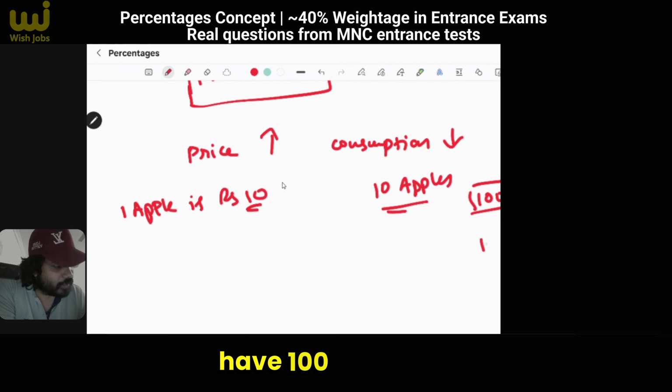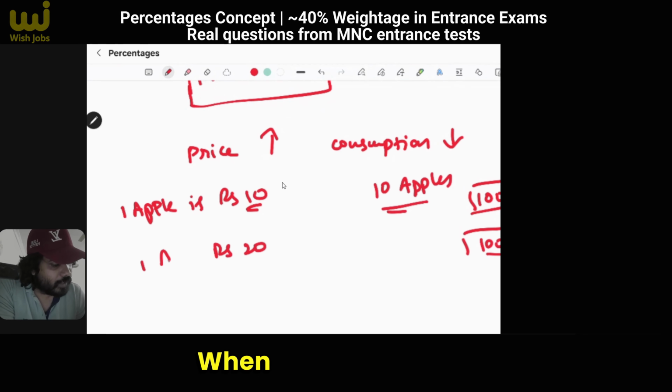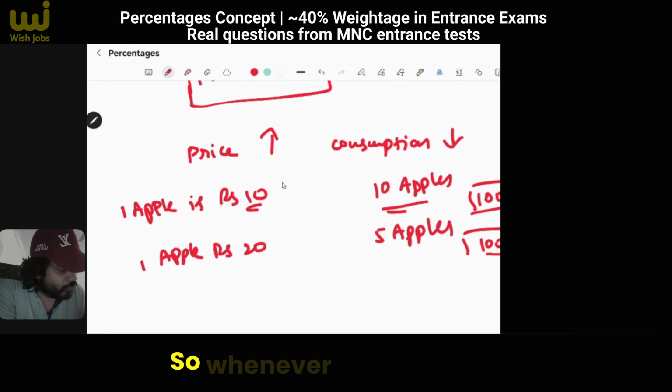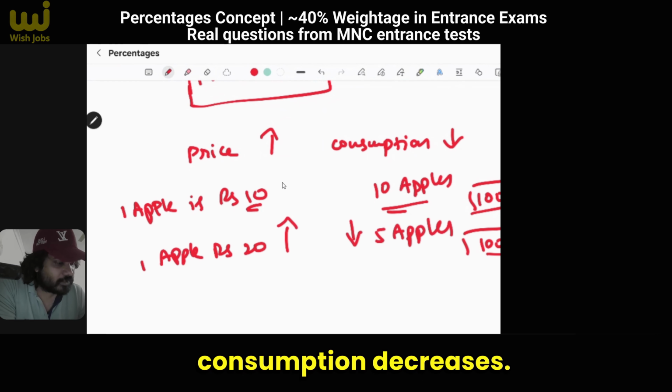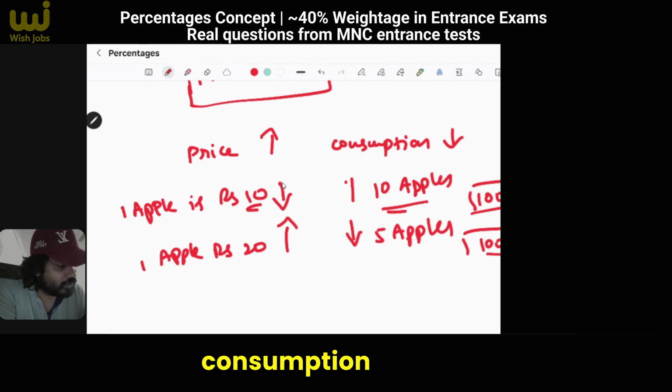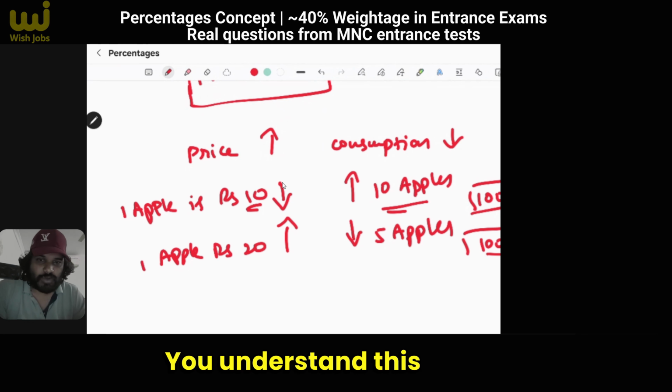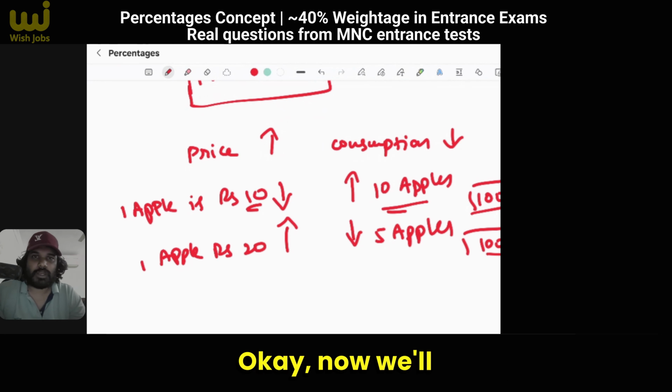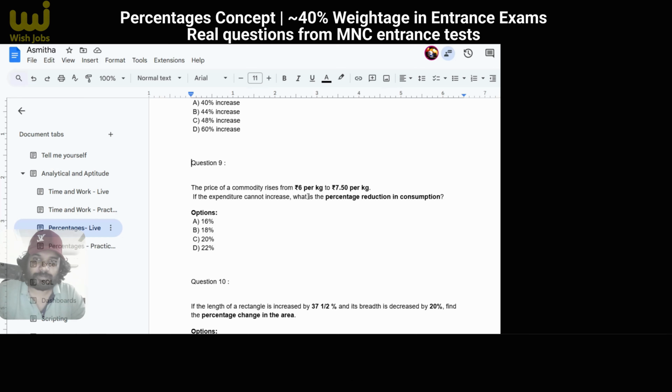But for example, you have 100 rupees only, but the apple cost increased to 20 rupees. One apple is 20 rupees. How many can you consume? You can only consume 5 apples. So whenever price increases, consumption decreases. Whenever price decreases, consumption increases, and so forth. Do you understand this concept? Yes. Okay, now we'll go into the questions.